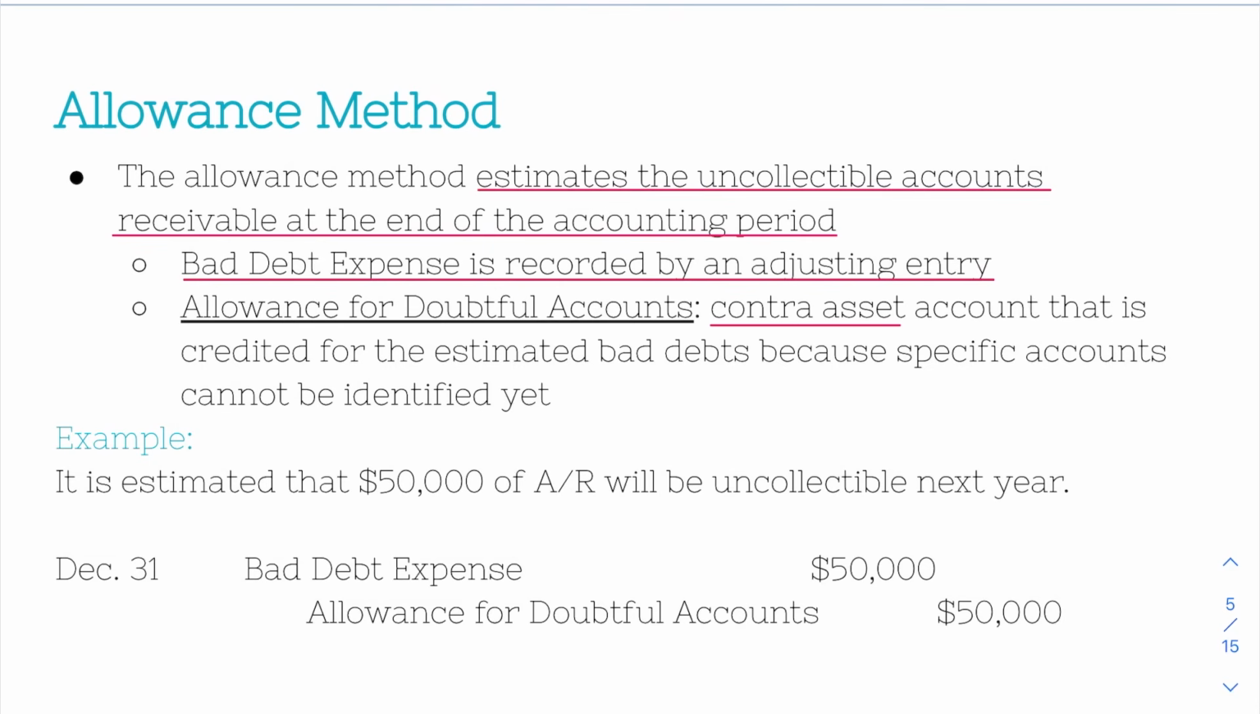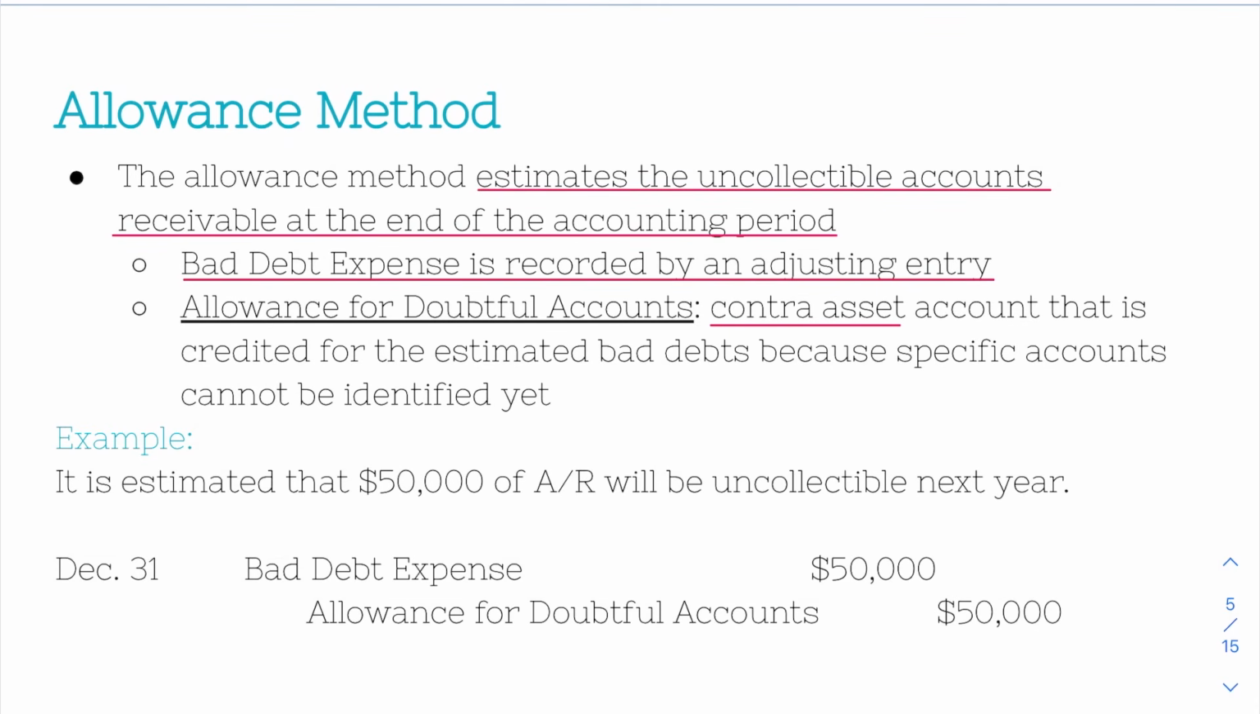So if you remember, contra accounts are contrary to their related account, and they'll have the opposite signs. So the allowance for doubtful accounts account is contrary to the accounts receivable account, meaning it'll have the opposite sign. So accounts receivable, you debit to increase, credit to decrease, and allowance for doubtful accounts, you will debit to decrease, credit to increase.